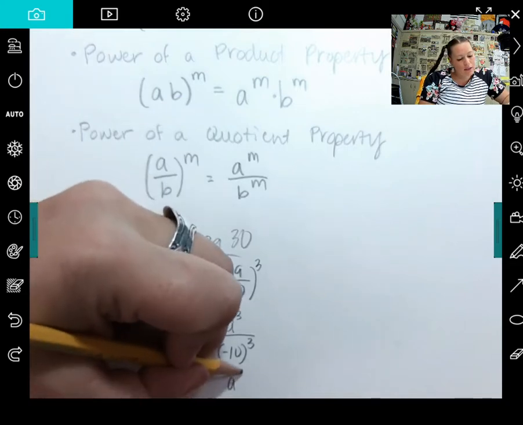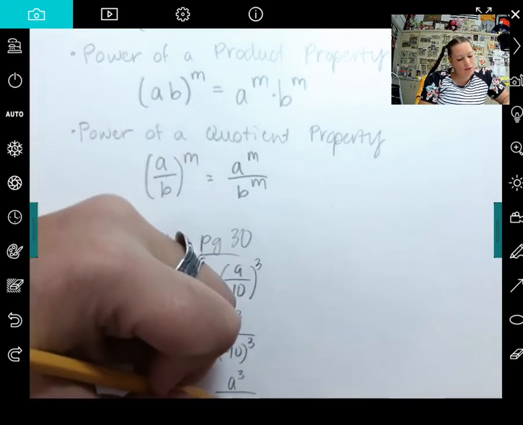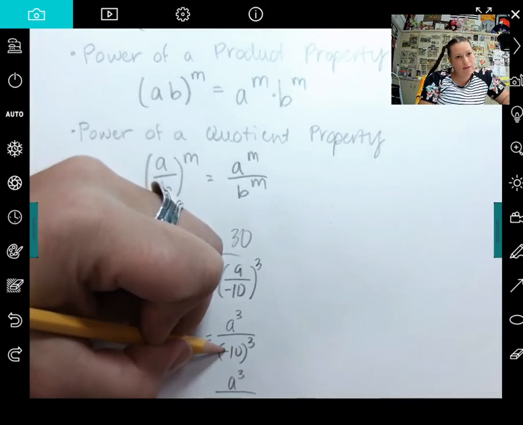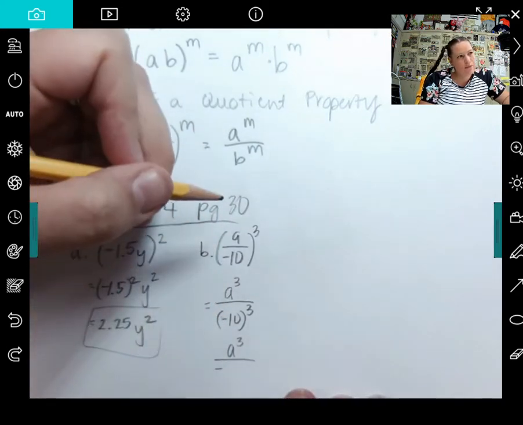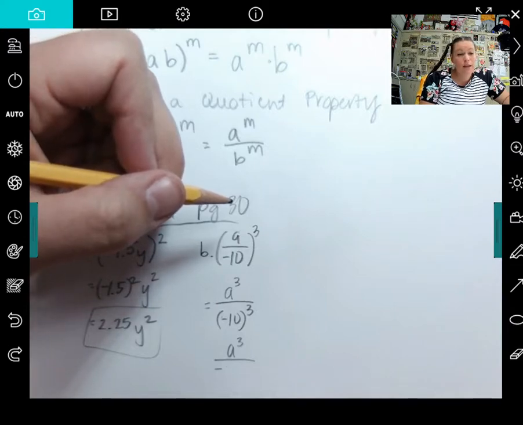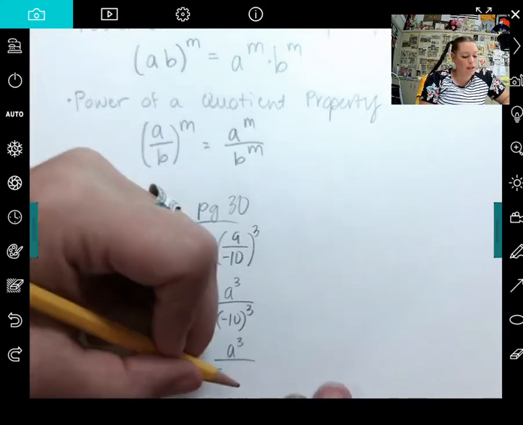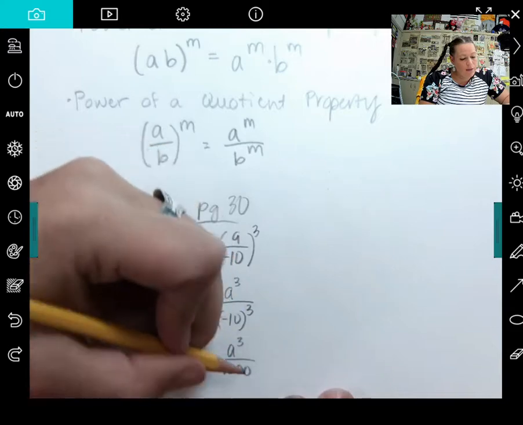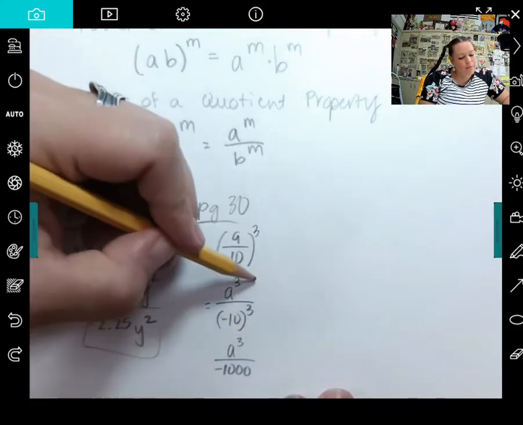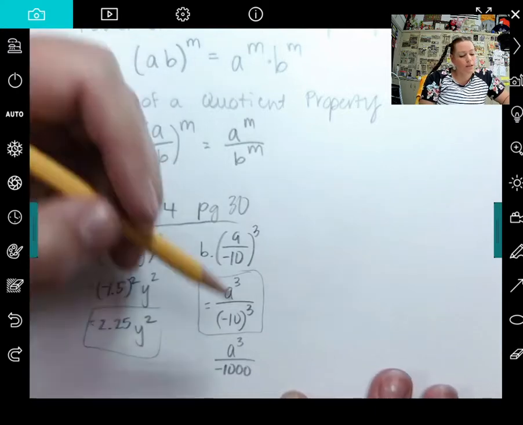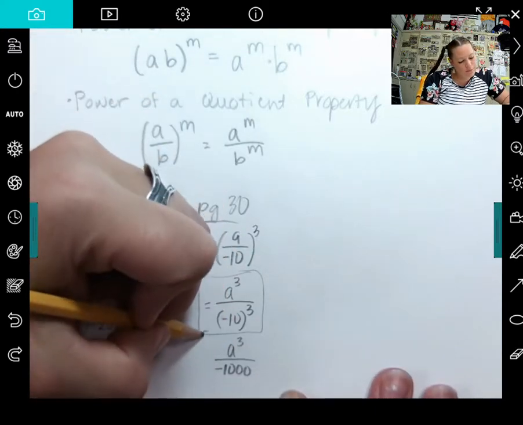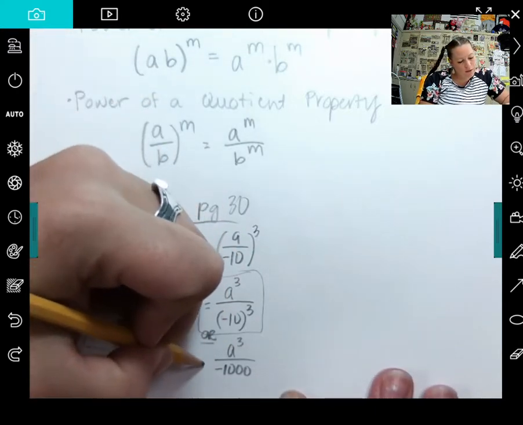So you could get an answer of A cubed over, a negative times a negative is positive, and then times another negative is negative. So that would be negative 1,000. But if you wrote that answer, that'd be fine. So either one of those. I'll put an or there.